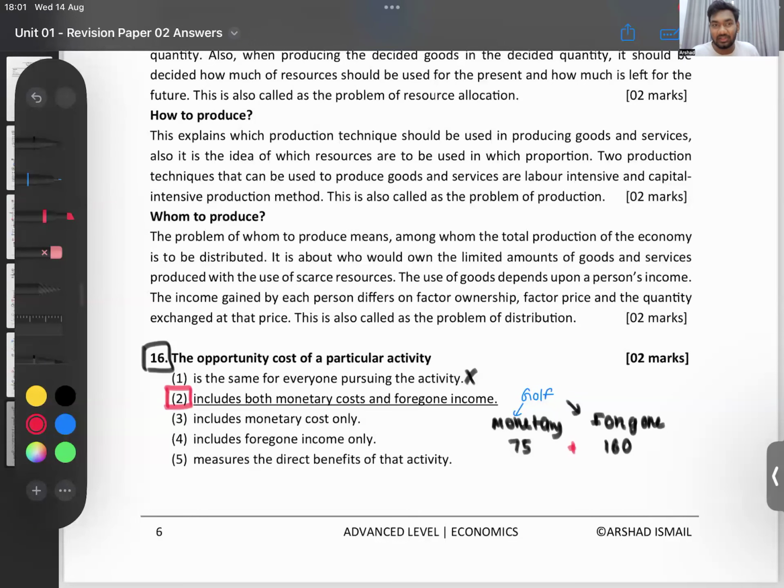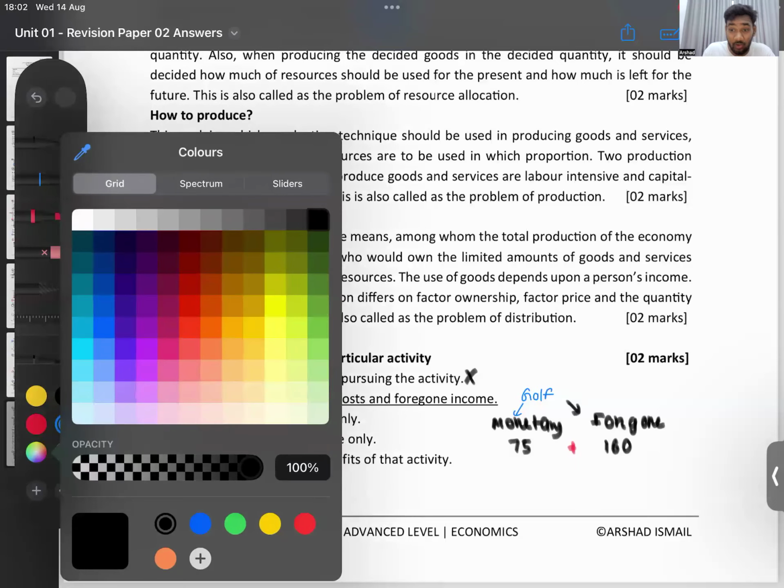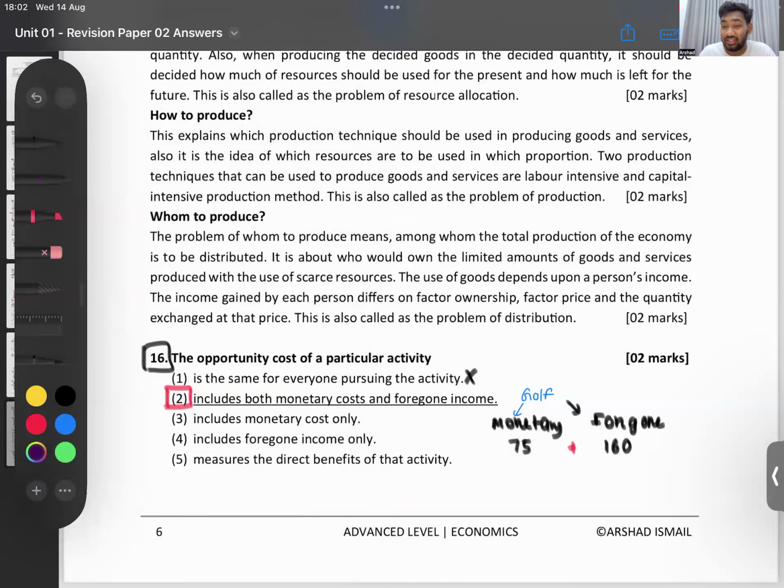Foregone income is the income that you're sacrificing. Now, for example, because I'm doing this class, just think, this entire month of August, I'm doing the class for free. So what is my opportunity cost? What is my monetary cost? Can you tell me that? What's my monetary cost of doing this class? I had to print notes, I had to mark your papers, I had to pay for all of that. So let's say I have a monetary cost of 100,000.